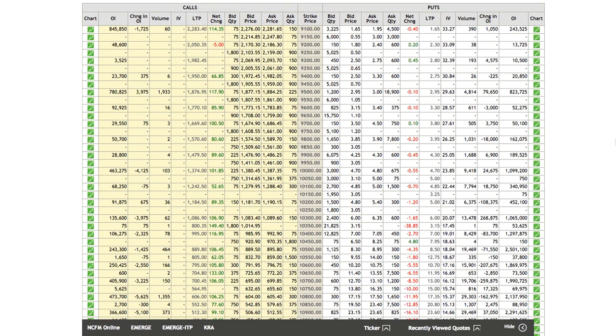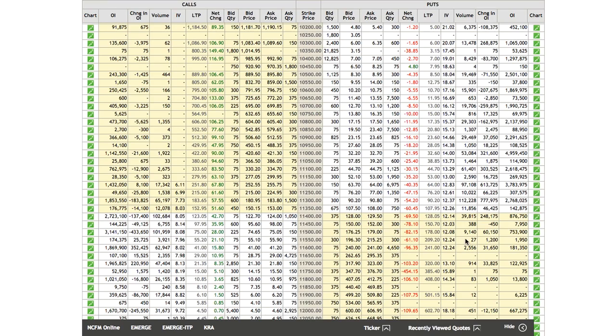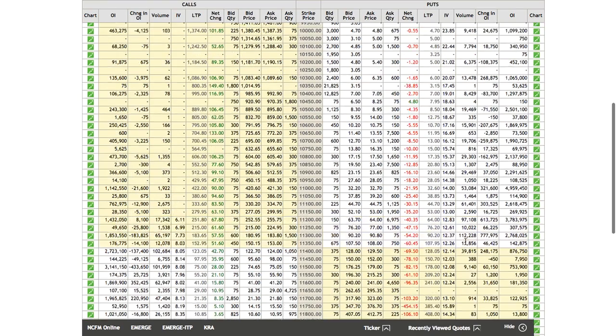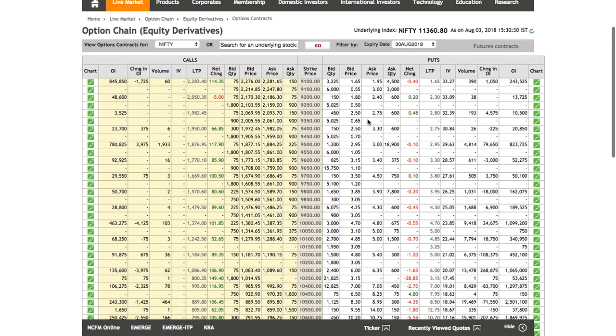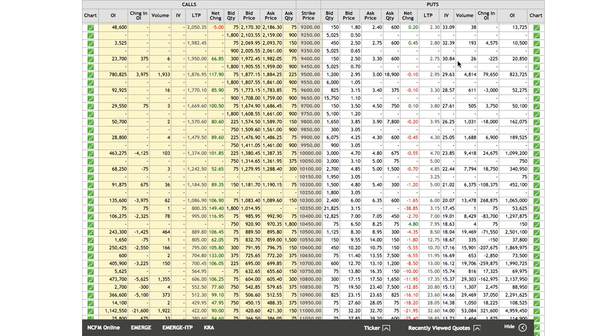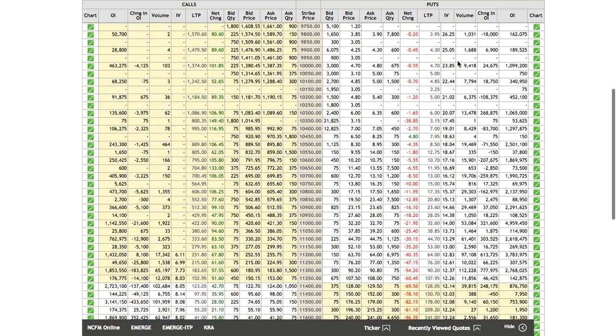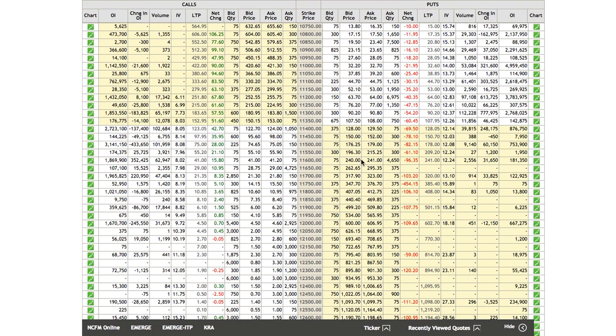Okay, next you will see that the top part of the call section is highlighted in yellow, and the bottom part of the put side of the table is highlighted in yellow. So yellow here represents the options which are in the money. This is the spot price, 11,360. Whenever the spot price is greater than the strike price, call options are highlighted in yellow as they are in the money. And whenever the spot price is less than the strike price, put options are highlighted in yellow as they are in the money.